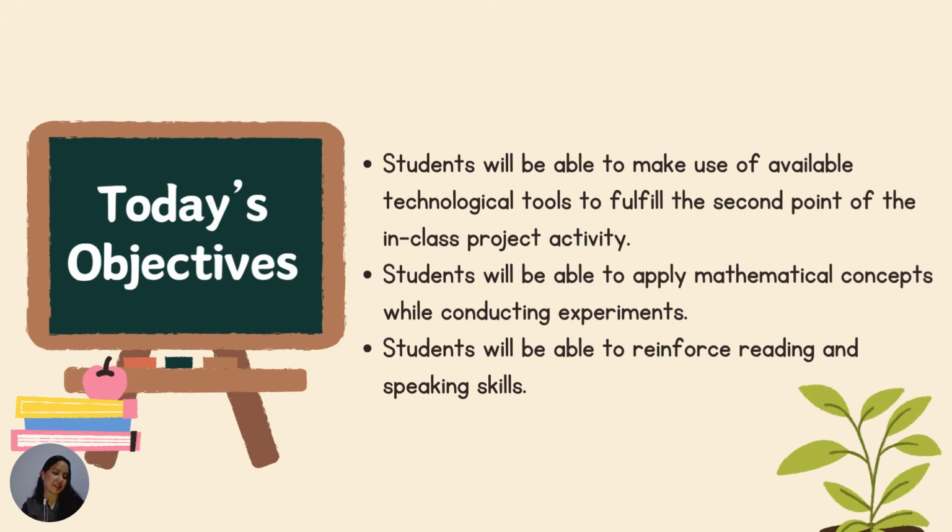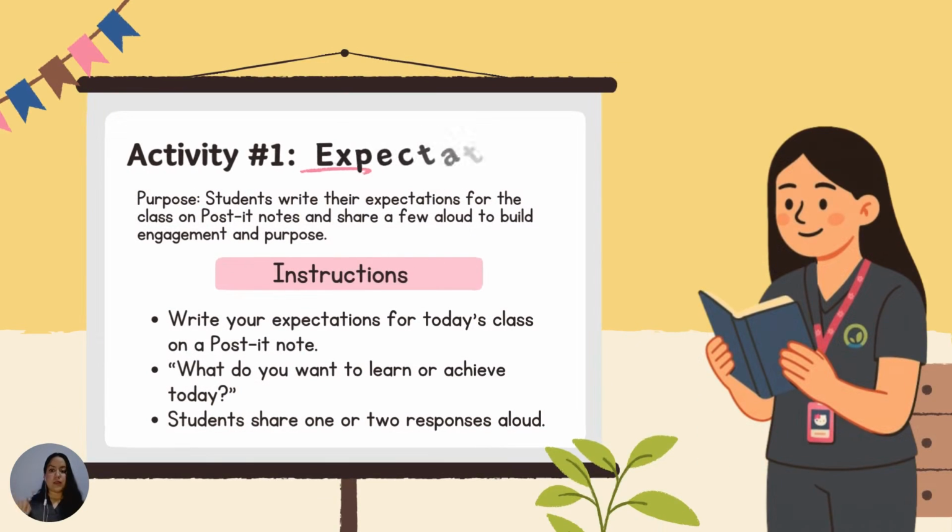So let's start with activities. The class began with a short warm-up activity called Expectation Wall. The purpose of this activity is that the students write their expectations for the class on post-it notes and then we can share a few of them aloud to build some engagement and give a purpose to the class.